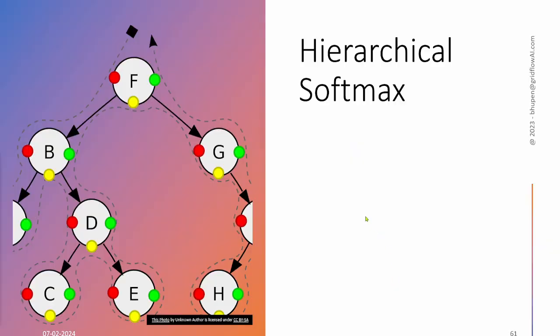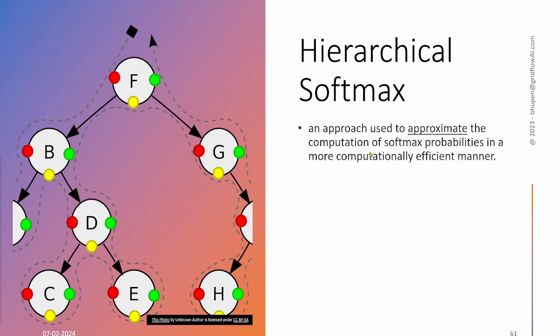So let's spend some time understanding what hierarchical softmax is. It is an approach to approximate. So what are we approximating? We are approximating the softmax probabilities for each of the context words. Let's say we are talking about continuous bag of words, where the context words are presented and the target word has to be predicted. So in order to predict the target word, we generate the softmax probabilities.